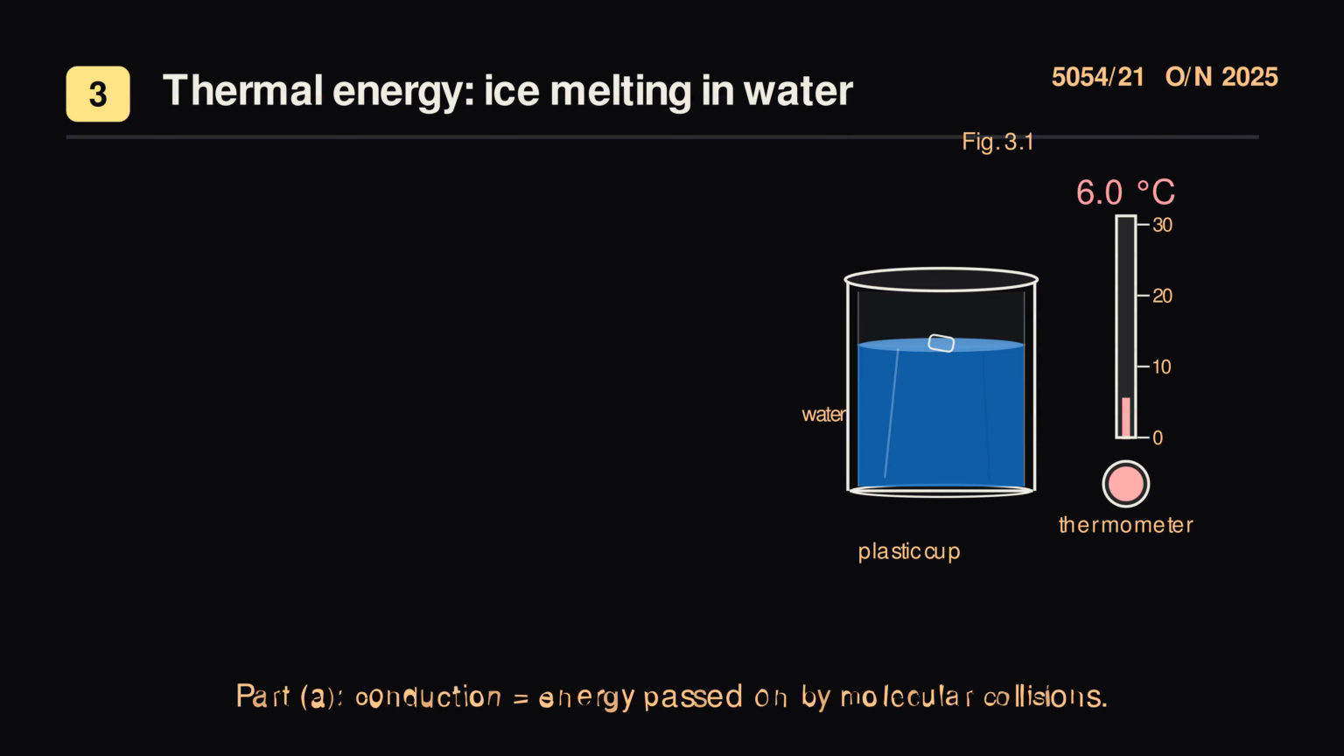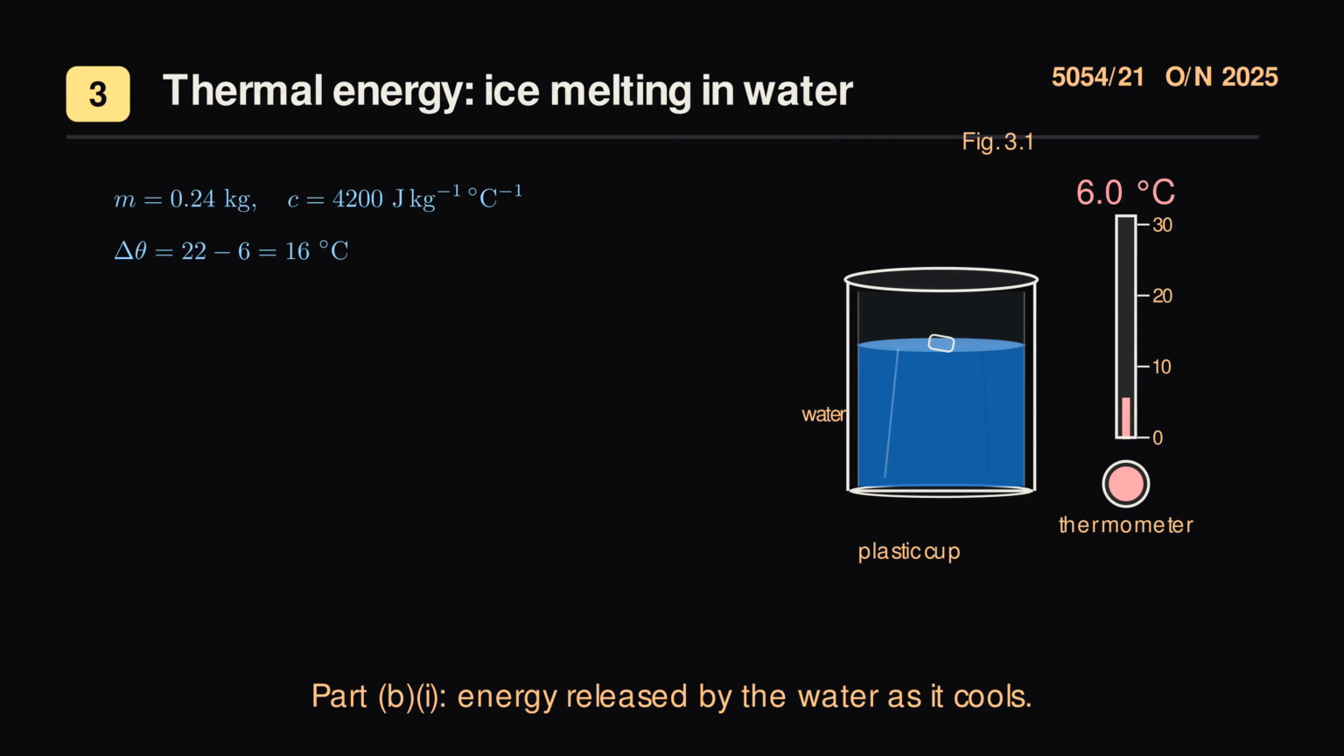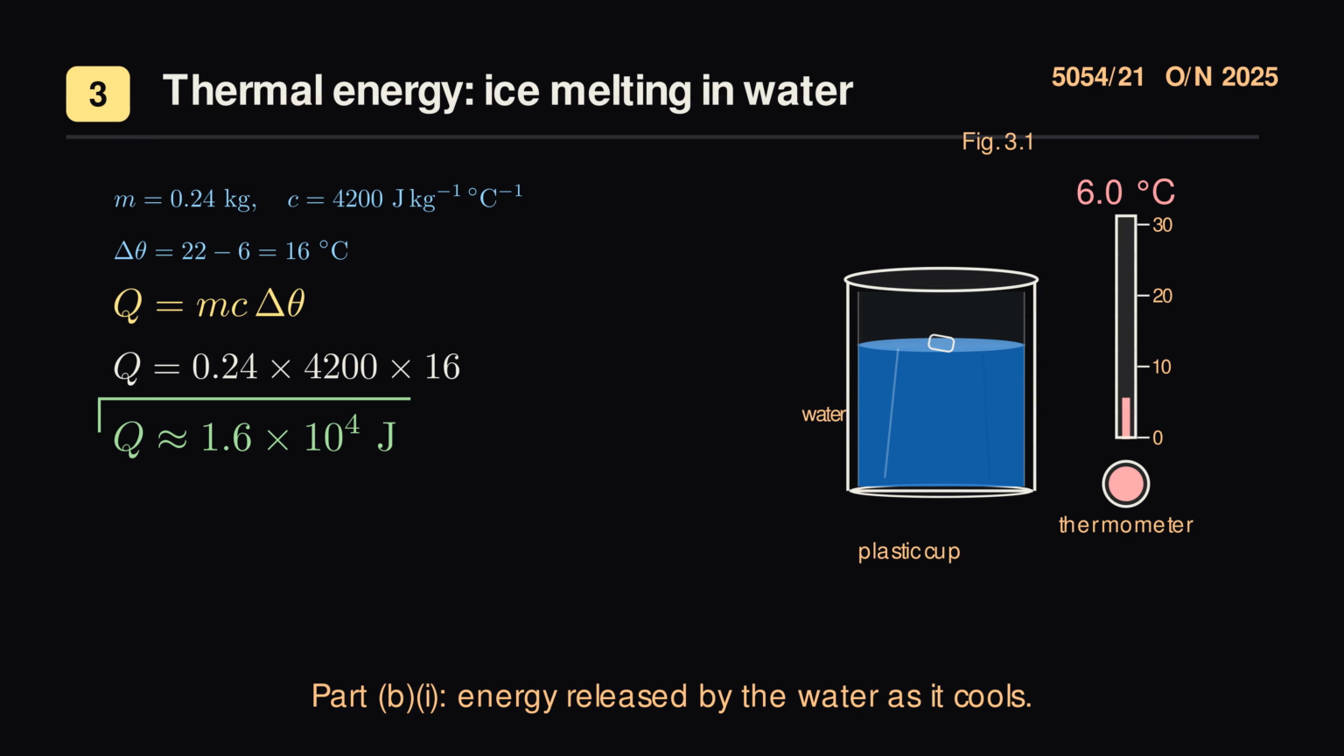Part B, Part 1. As the water cools from 22 to 6 degrees, we use Q equals mc delta theta. Mass 0.24 kilograms, c 4200, delta theta 16 degrees, gives about 1.6 times 10^4 joules released.